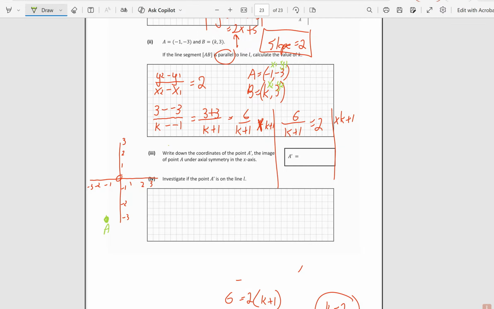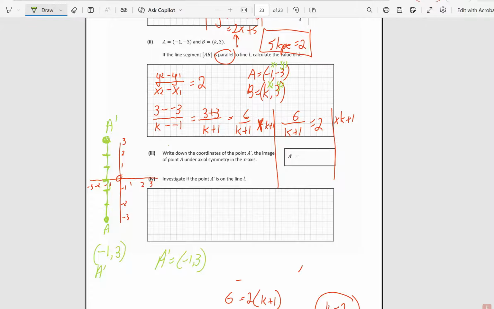So axial symmetry means we bring this point to the x-axis and we bring it the same distance up here. So I have to travel what? 1, 2, 3 to the x-axis. That means I have to travel 1, 2, 3 the other side. So there is A dash, and what's the coordinate? It's minus 1, 3. A dash equals minus 1, 3.